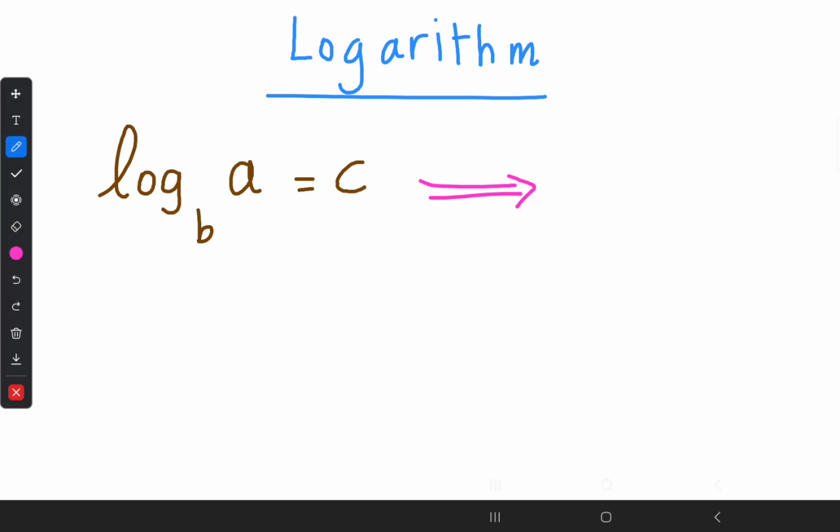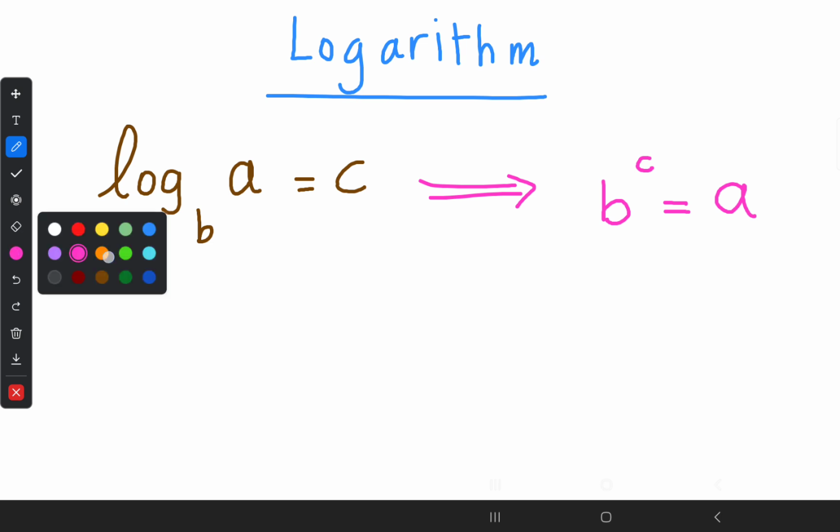Okay, first of all, we need to denote our base, which is b. The index, which is c. b to the power of c equals a. That's all for the conversion from logarithmic notation to index notation.